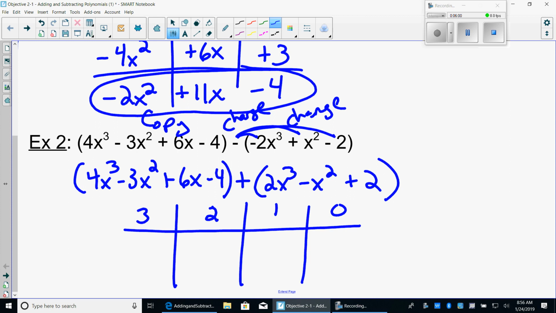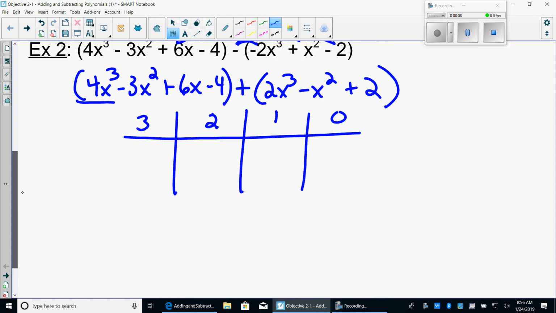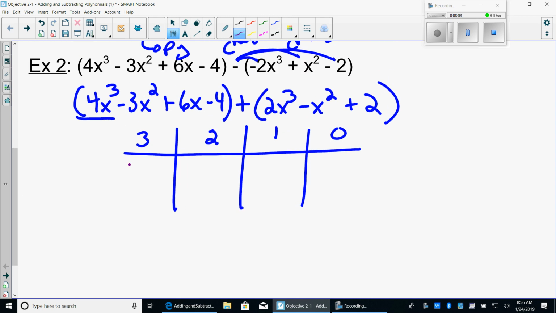Okay, so here we go. Let's just organize it. Where are you going to put the 4x cubed? All right, it's going to go in the 3 column, so 4x cubed. Where are you going to put the -3x squared? Column 2. Where are you going to put the 6x? Lane 1, column 1. Where are you going to put the -4? Lane 0. Okay, how about 2x cubed? Lane 3. It goes in the 3.